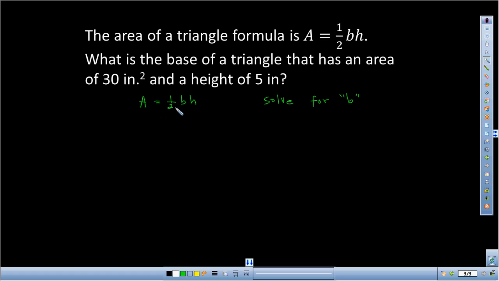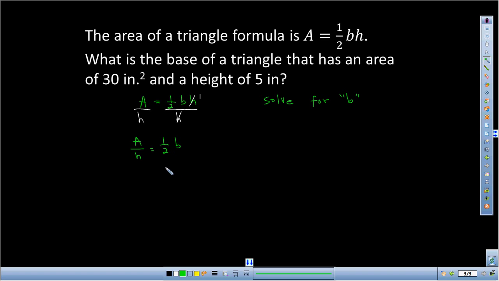So in order to solve for b, we have to undo multiply by h. We undo multiplication with division, and the division property of equality tells us that we divide both sides by the same amount in order to maintain the equality or balance of the equation. So here we have A divided by h on the left, and 1/2 multiplied by b multiplied by h, all divided by h. Well, h divided by h is 1, and so we're left with an equation that looks like this: A divided by h is equal to 1/2 multiplied by b.